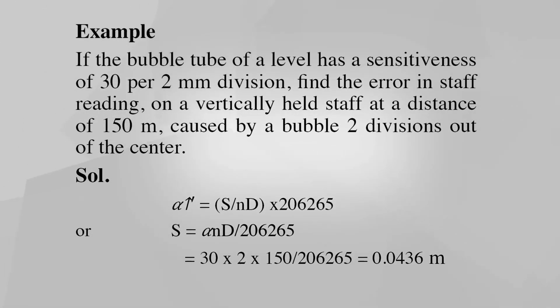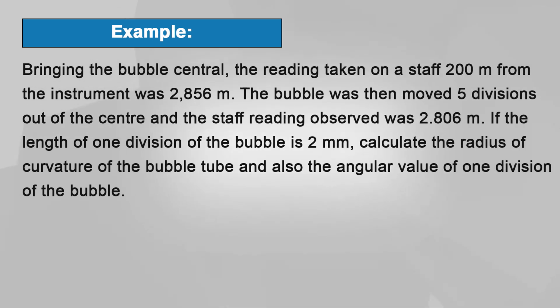Now, as we know, sensitivity is equal to S upon Nd multiplied by 206265. So, S can be written as alpha and D divided by 206265. We know the value of alpha as 30, the number of divisions is 2, and D has been given as 150 meter. So, we will put these values in the equation and get the answer as 0.0436 meter. So, the error in the staff reading will be 0.0436 meter.